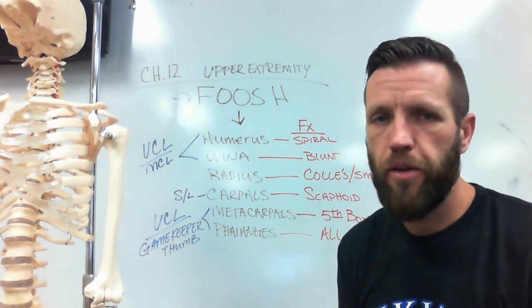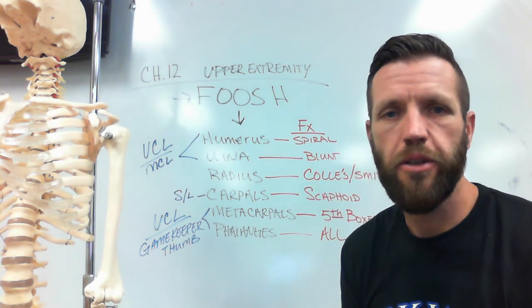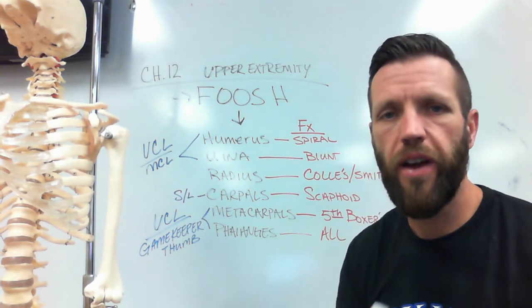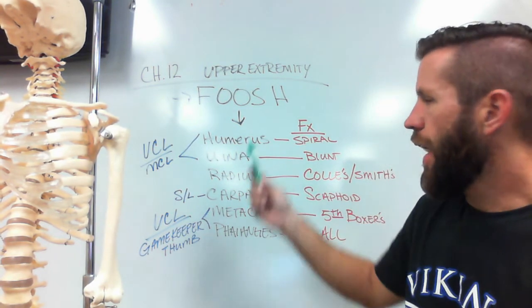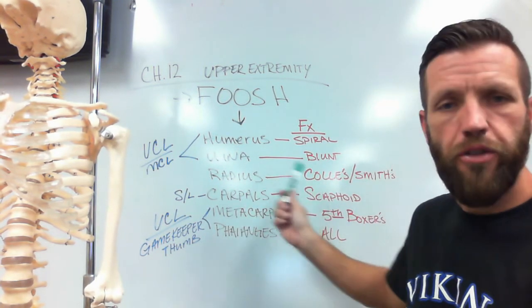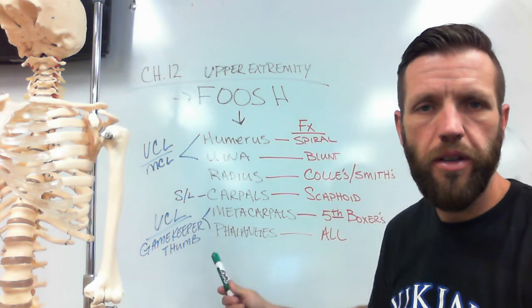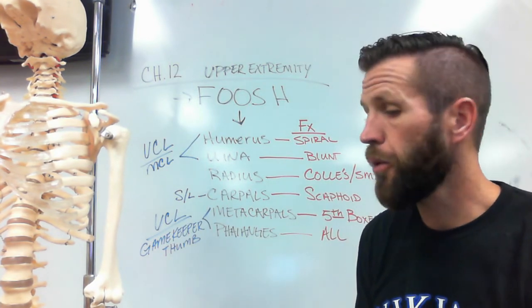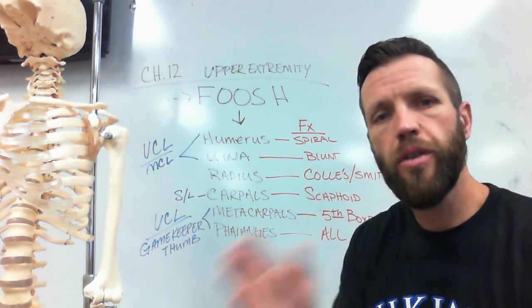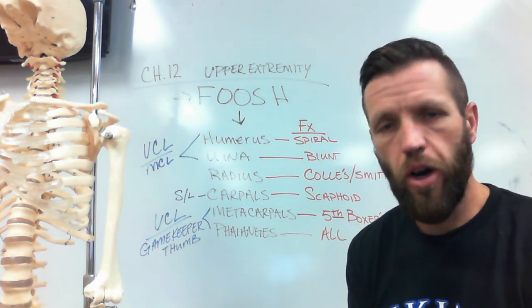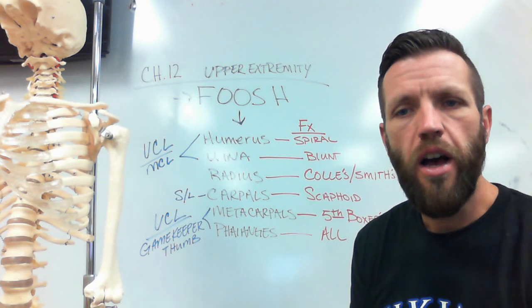So again, my recommendation, don't try to reduce any dislocation that you find. Always splint it the way you found it and refer them for emergency medical care. That is our fractures, our sprains, and our dislocations for our upper extremity. What I want to do now is direct you to the next video down, which is going to talk all about soft tissue injury of the upper extremity.